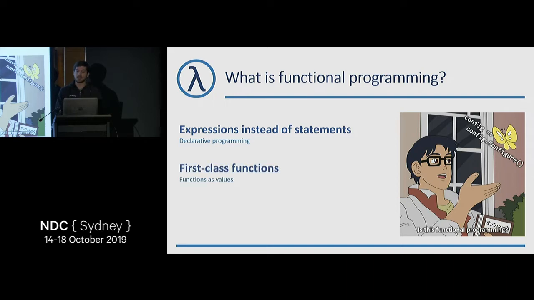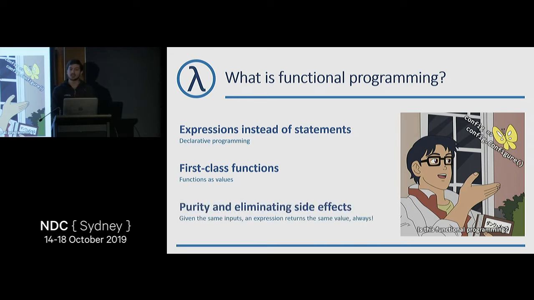Another must-have in FP are first-class functions. And this is where we treat functions the same as we treat other values in the language, like strings and integers. We can give them names, we can pass them to other functions, and we can return them from functions. And functional programming is all about combining expressions into functions and functions into wider programs.